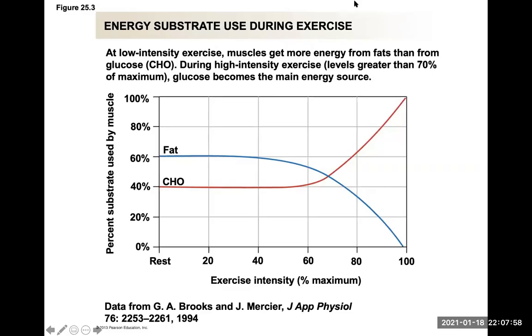So here's your energy substrate use during exercise. Percent intensity is going to be X and Y is going to be percent substrate used in muscles. So fat versus CHO, which is your glucose. Obviously, it's going to go up for the glucose and then down for the fat in regards to percent intensity. So percent maximum is going to go down this way, and then glucose goes up. So what it's telling you is, at low intensity exercise, your muscles get more energy from the fat than they do from the glucose. And then during high intensity exercise, glucose becomes the main energy source because you've depleted all the fats.